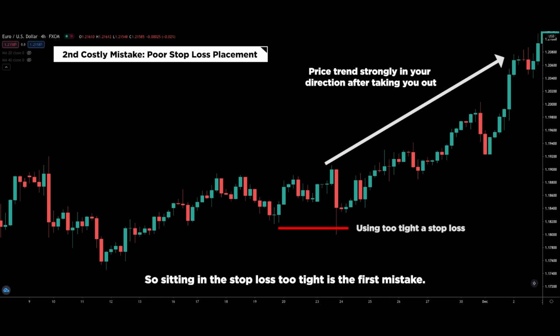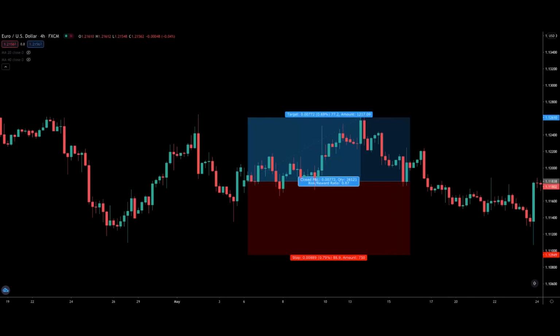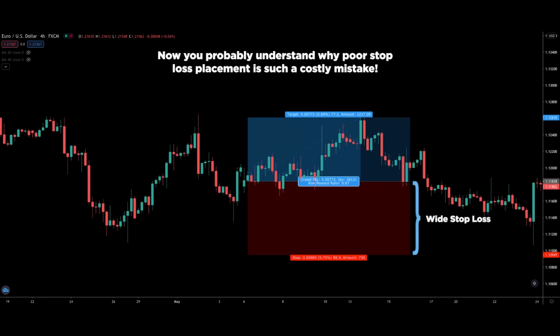So setting in a stop loss too tight is the first mistake. Well, the second is the opposite, and that's using too wide a stop loss. Now you probably understand why poor stop loss placement is such a costly mistake. Set it too tight and you lose money.